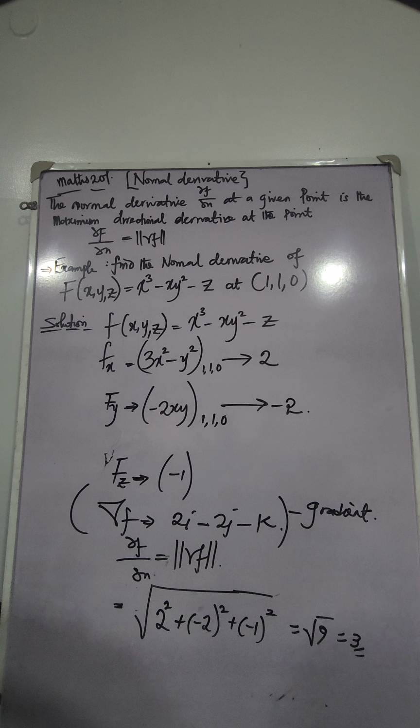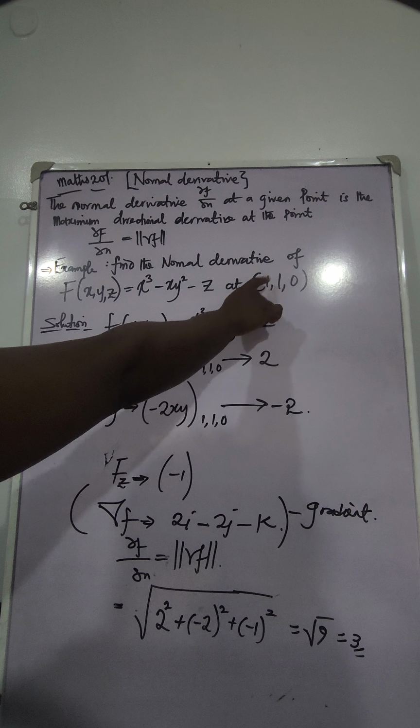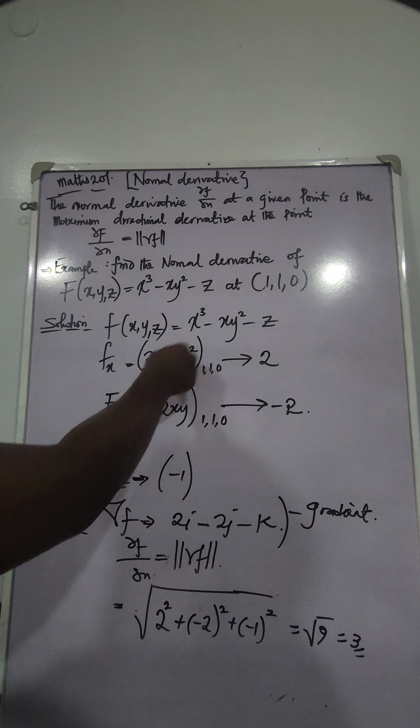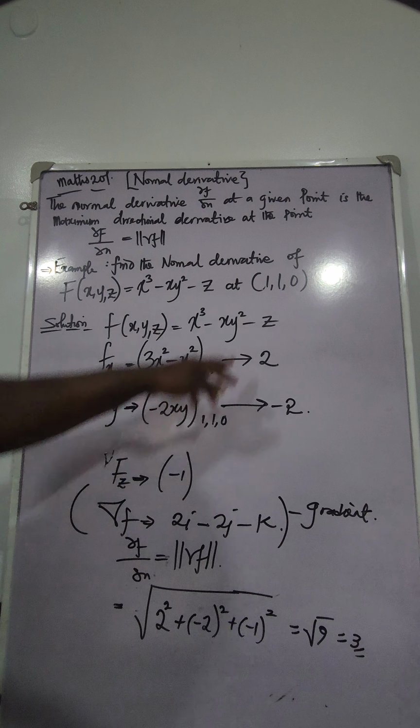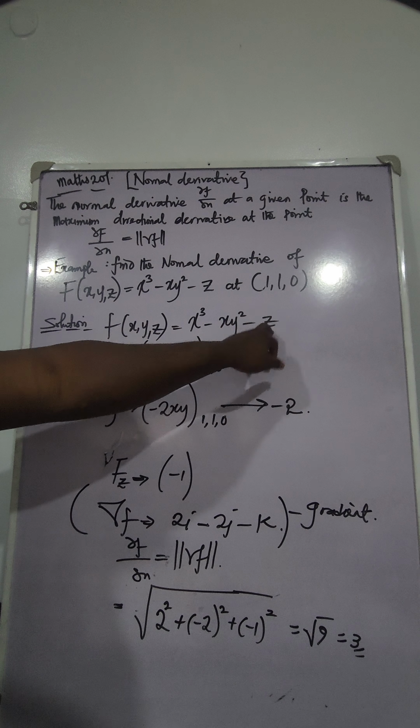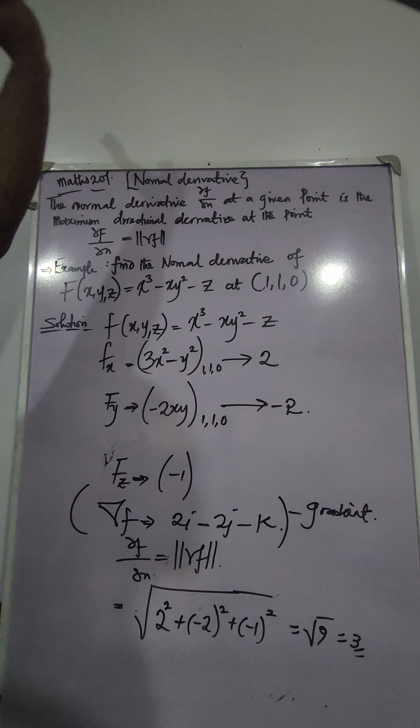We have x to the power of 3. If you differentiate x to the power of 3, you have 3x squared. Minus, now you have xy squared. If you differentiate with respect to x here, you have 1, and then 1 multiplied by y squared gives y squared. Then you insert the point (1, 1, 0). So when x is 1 and y is 1, what do you have? You have 2. Why did we not differentiate x here? There is no x in this term, so it goes out, 0.